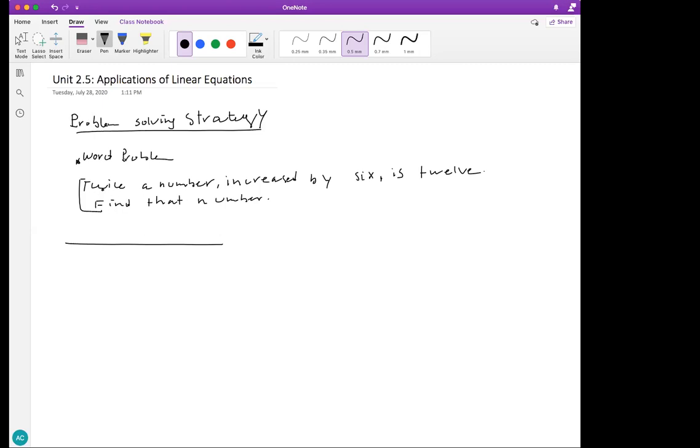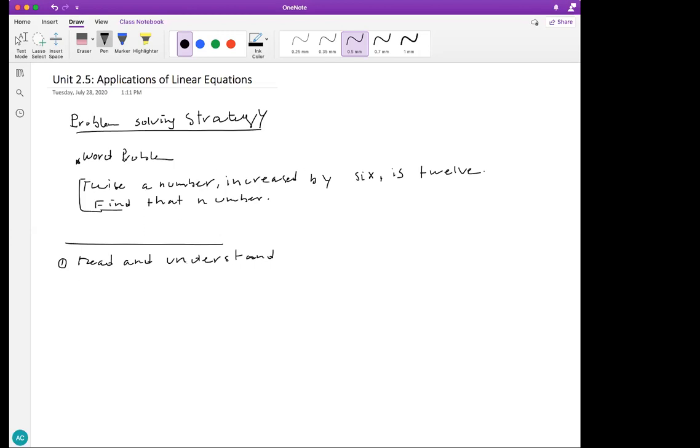So let's read again. It says twice a number increased by 6 is 12. Find the number. So we need to find that number here. Like I said, number one, I'm going to read and understand the problem. Depending on how long or how complex the problem is, you may need to read it more than once. Read it as many times as possible and understand it.